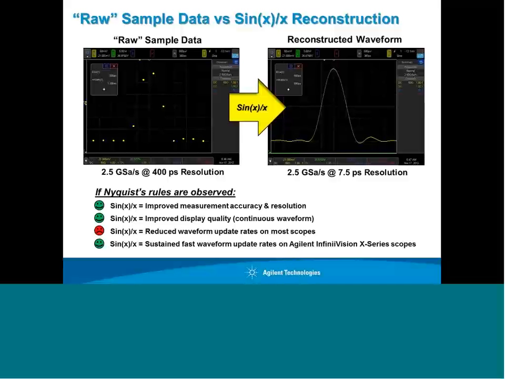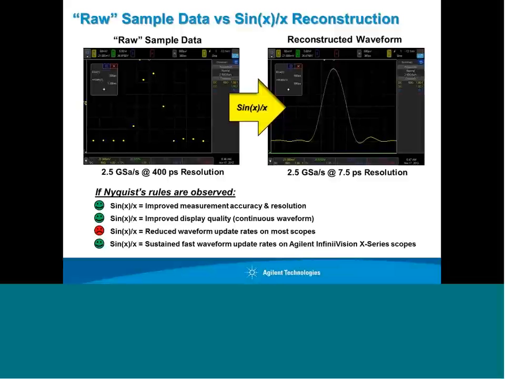And so the waveform on the right is after sin X over X is run, and now we have data resolution on this particular scope down to 7.5 picoseconds as opposed to not running sin X over X at 400 picosecond resolution. So some people say they don't trust it, but sin X over X reconstruction will always provide improved measurement accuracy and resolution and give you much improved display quality.